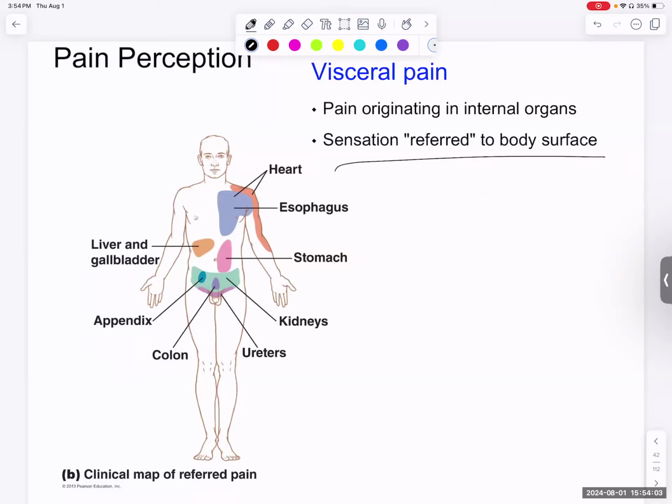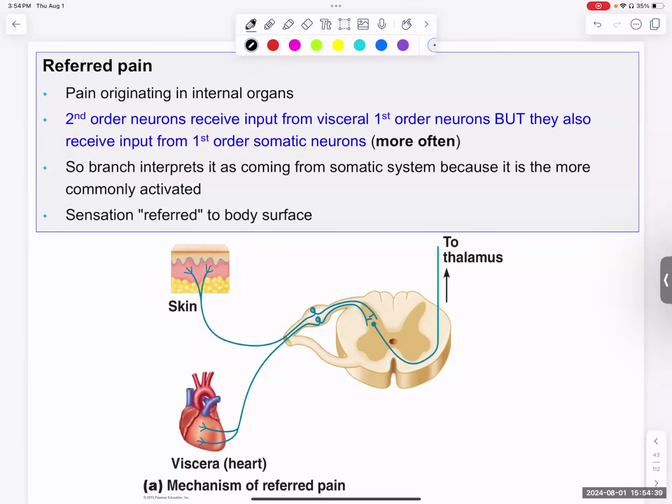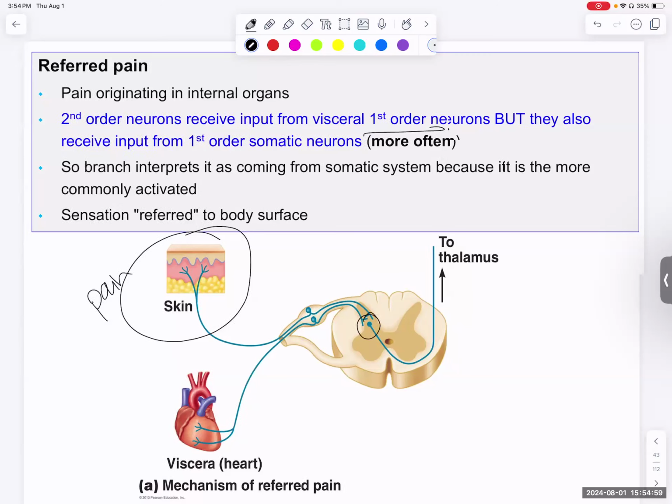We can also have referred pain, meaning we're perceiving the pain as coming from a completely different source than where it's actually coming from. So this is showing you the heart, right? So left arm, heartburn, that's esophagus, or stomach upset. These are really, really common with heart attacks because those first order neurons from all these are synapsing on the same second order neuron coming from the heart. So your heart can be having pain, but since the first order neuron from your heart doesn't usually activate the second order neuron in that pathway, you're going to perceive it from the most common first order neuron. So we mostly perceive pain coming from skin or arm. And so they are synapsing here on the same second order neuron.